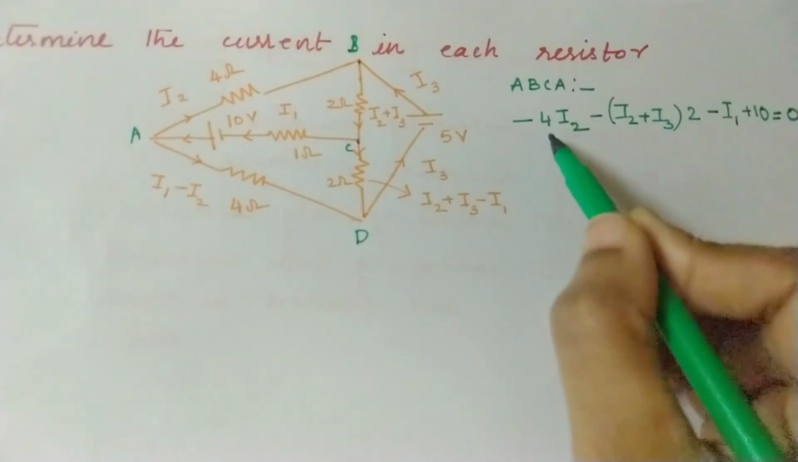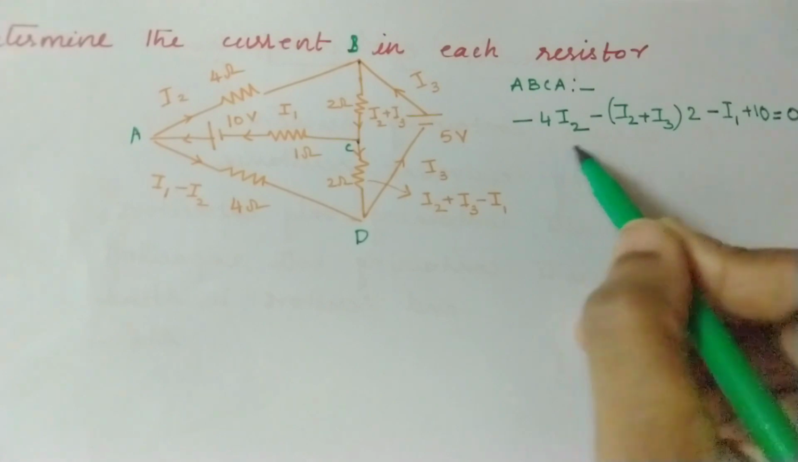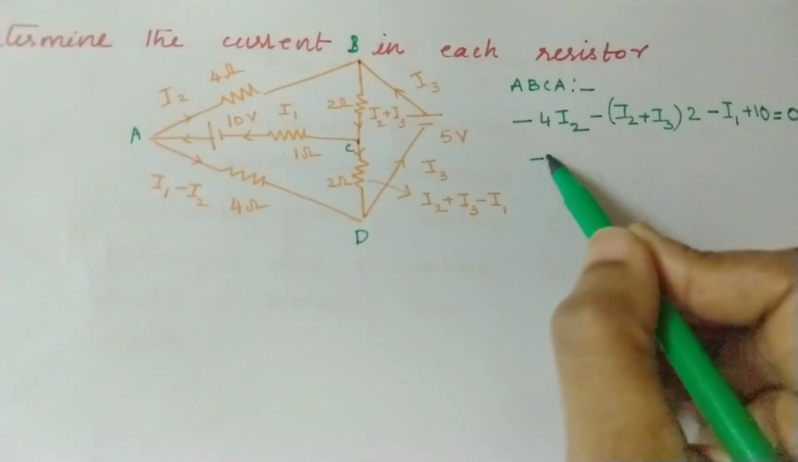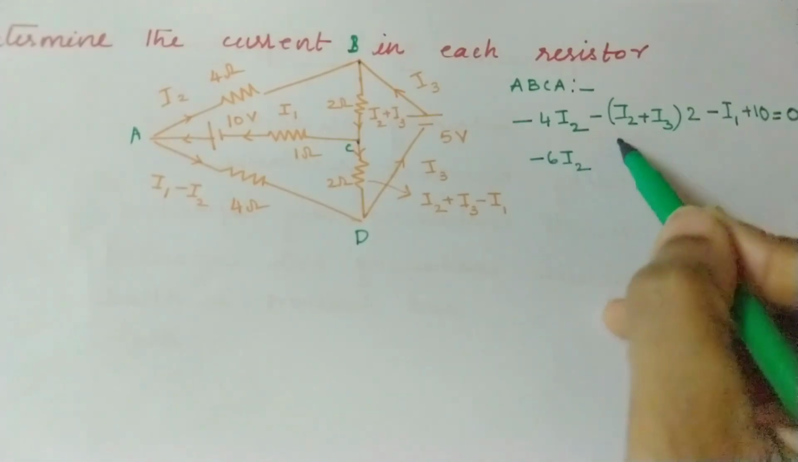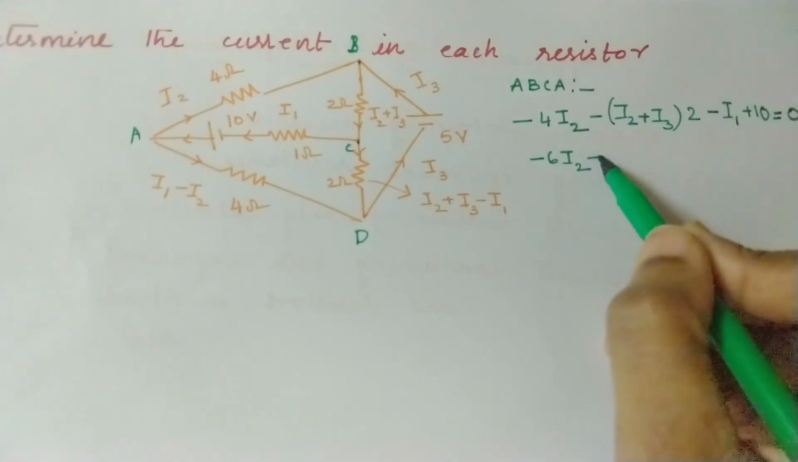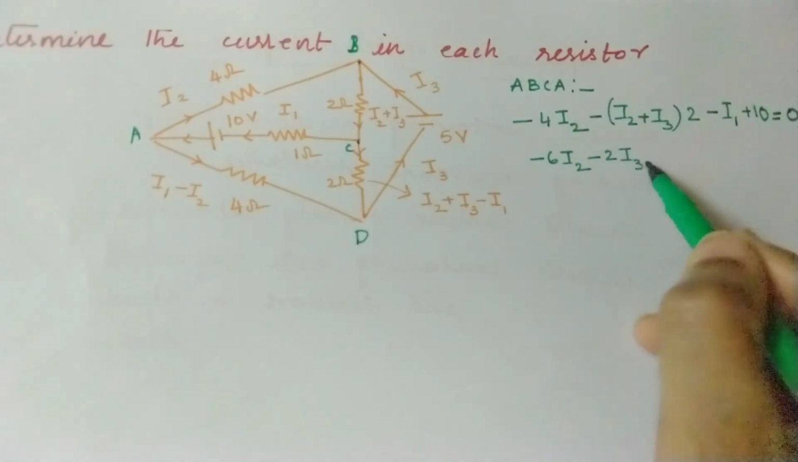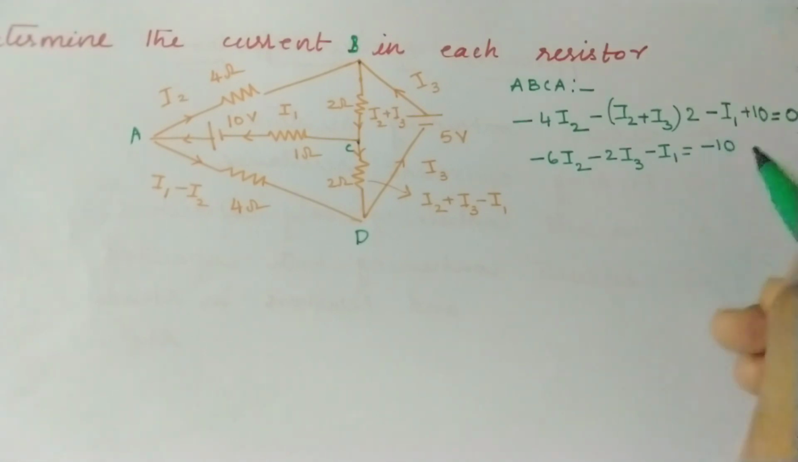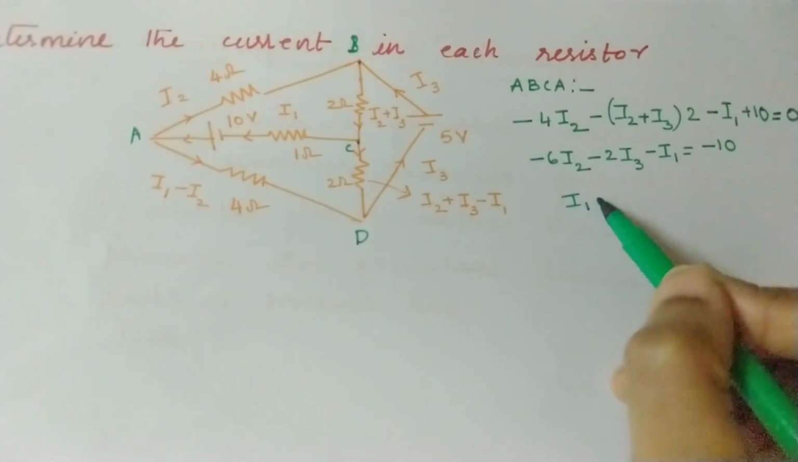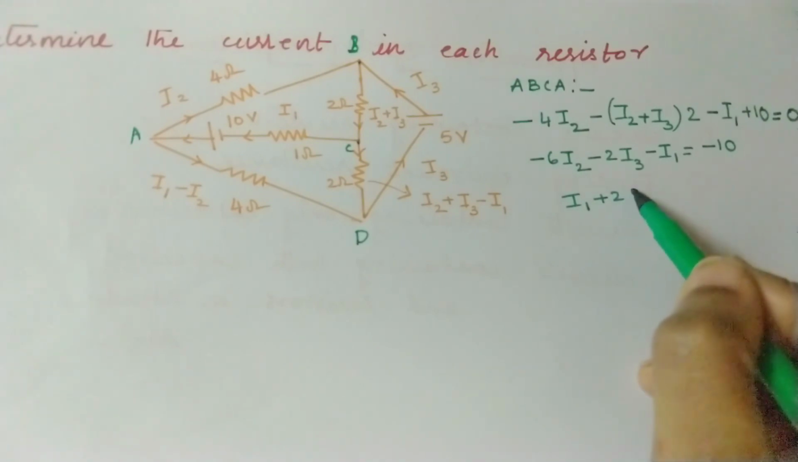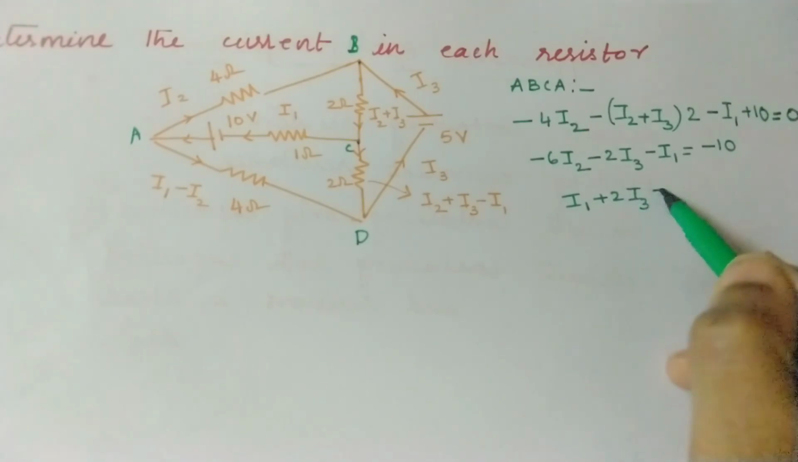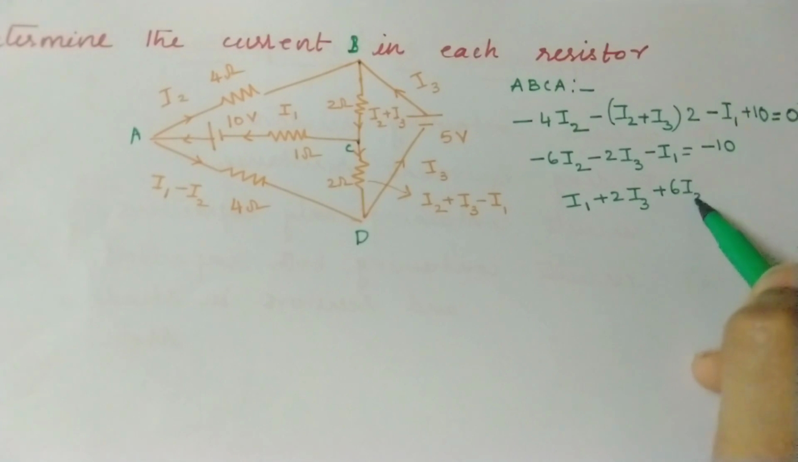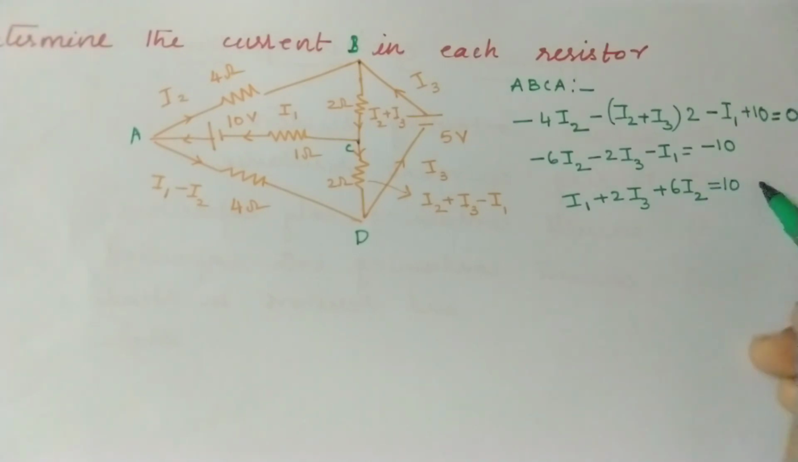Simplify this relation. Minus 4I2 minus 2I2 will be minus 6I2, minus 2I3, minus I1 should be equal to minus 10. Or you can write I1 plus 2I3 plus 6I2 equals 10. Call this equation 1.